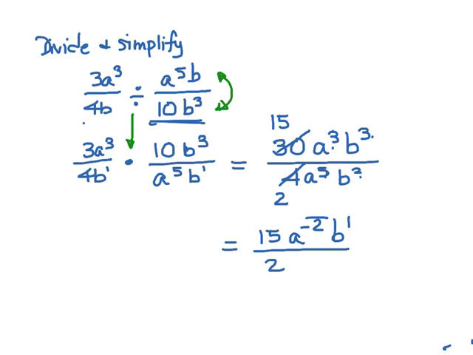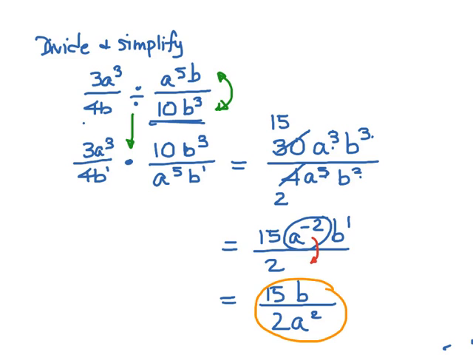But I'm still not done because I have a negative exponent in the numerator. So I'm going to go ahead and put that down in the denominator and make it positive, right? So I'm left with 15, and I have b in the numerator, and I have 2 in the denominator, and now I'm going to bring the a with its exponent of 2, and I'm going to make it positive now in the denominator. So that's my simplified answer.